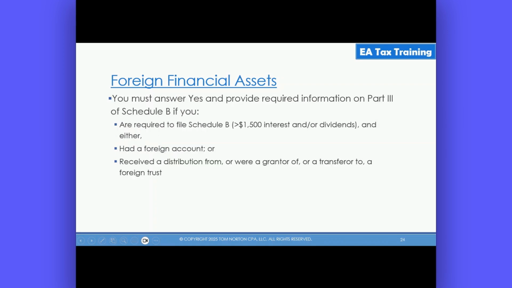So let's talk first about Schedule B. You must answer yes and provide the required information on Part 3 of Schedule B if you are required to file Schedule B, which remember is if you have more than $1,500 of interest and dividends. So if you have to file Schedule B and you had a foreign account or received a distribution from or were a grantor of or a transferor to a foreign trust, then you are going to have to mark yes on Part 3 of Schedule B.